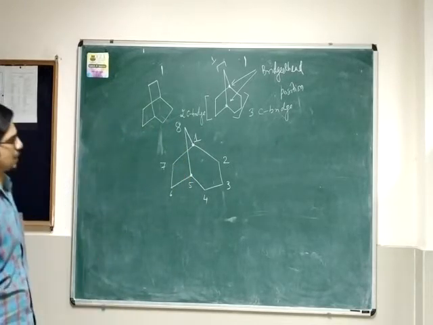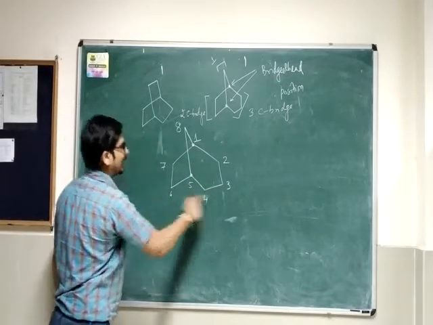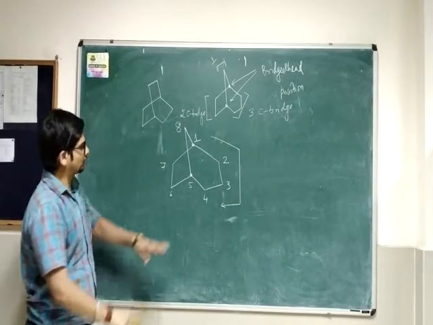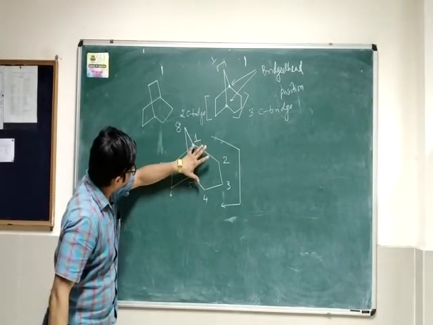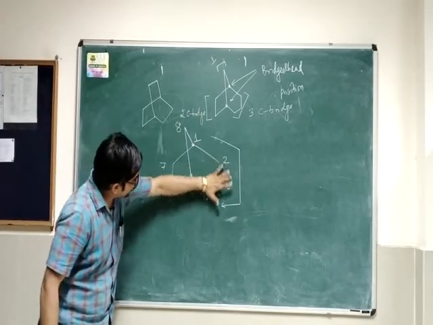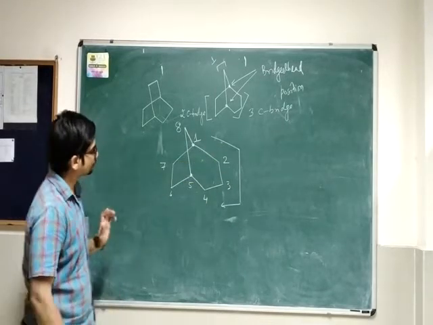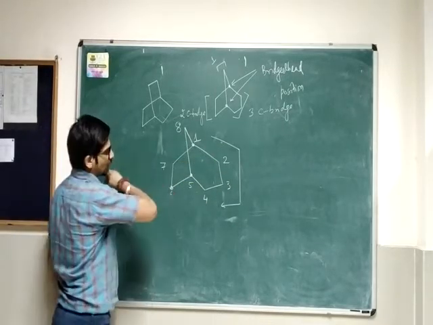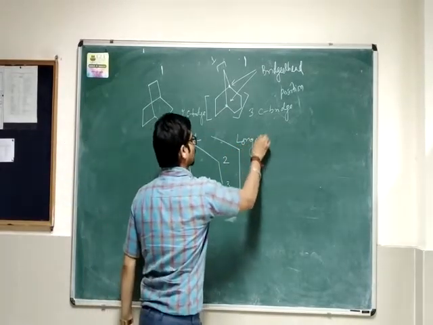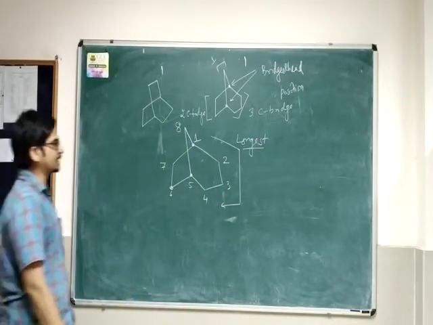in the last, to the bridge which contains the minimum number of carbon atoms. So the numbering should be such that it crosses the longest path. You can see if you move in this direction, 1, 2, 3, 4, there are 3 carbon bridges, and here you have a 2 carbon bridge. So we move towards the longest path. This is how the numbering is done in the case of a bicyclic system.